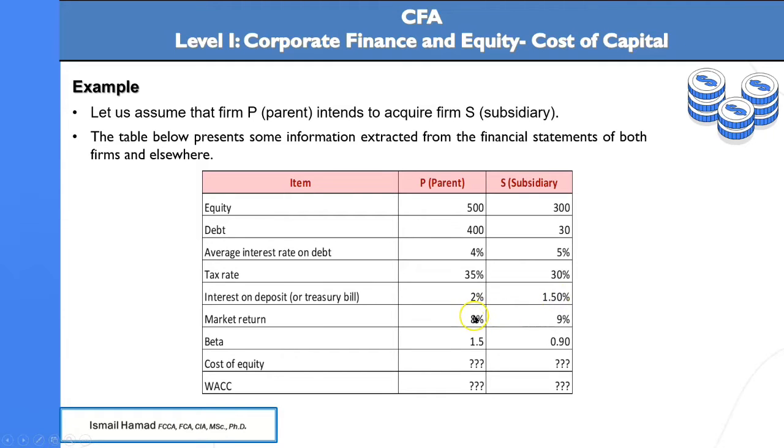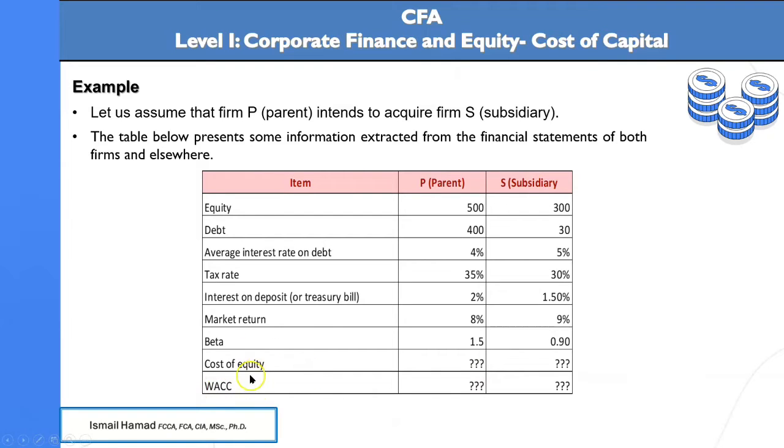The market return in the parent country is 8%, here it is 9%, and this is the beta for the two companies. If you notice, the beta here is higher than the beta here because there is a financial risk due to very high debt. And here the financial risk is very low, so the beta is very low. We need to calculate the cost of equity using the capital asset pricing model as we have seen in previous videos.